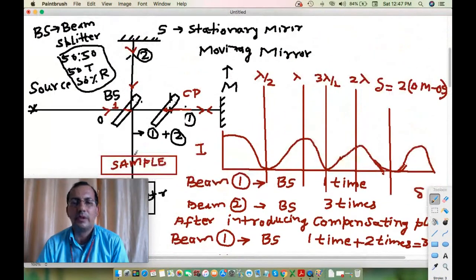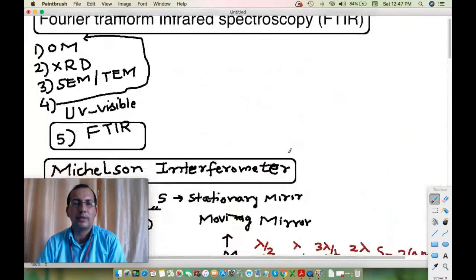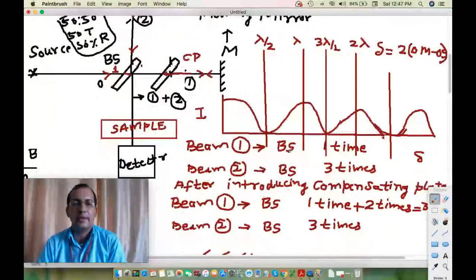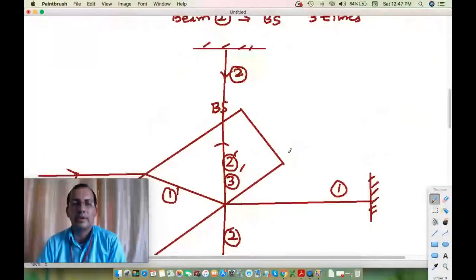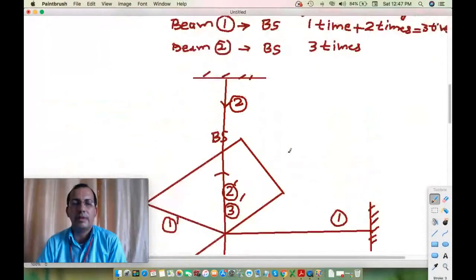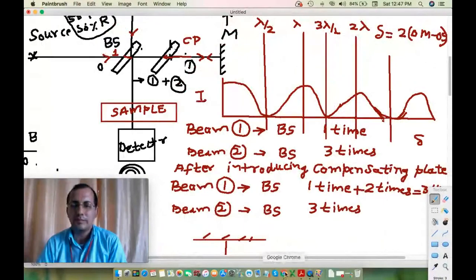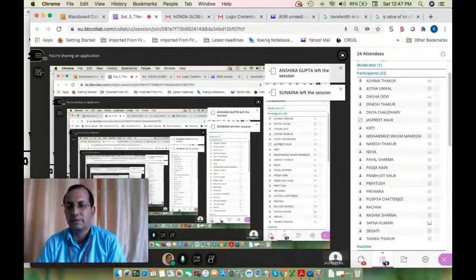So we would like to continue this in our next lecture. If you have any question, please don't hesitate to ask me. We have started with the Michelson Interferometer, and basically we are trying to understand the meaning of FTIR spectrometry. Do not hesitate to ask me any questions.